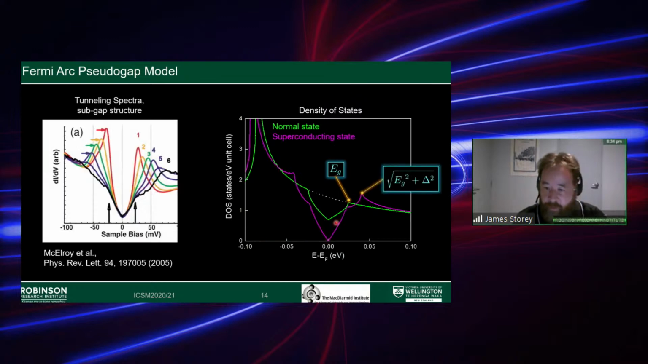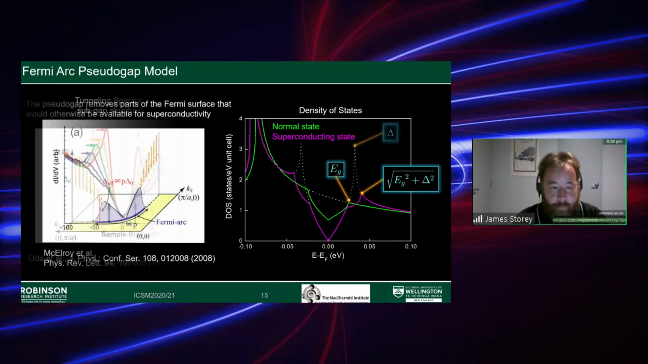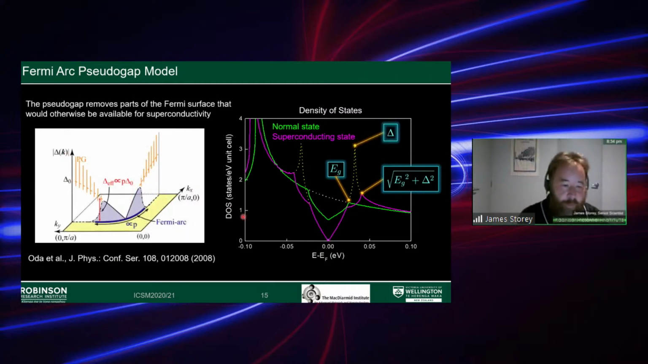Below TC, the superconducting gap opens up on these ungapped regions, giving rise to a kink in the gap structure, similar to what is seen in some of the tunneling work. Now, in this two-gap picture, the pseudogap removes states off the Fermi surface that would otherwise be available for superconductivity. As a result, the effective superconducting gap is reduced, and this leads to a weakening of superconducting properties such as the superfluid density.